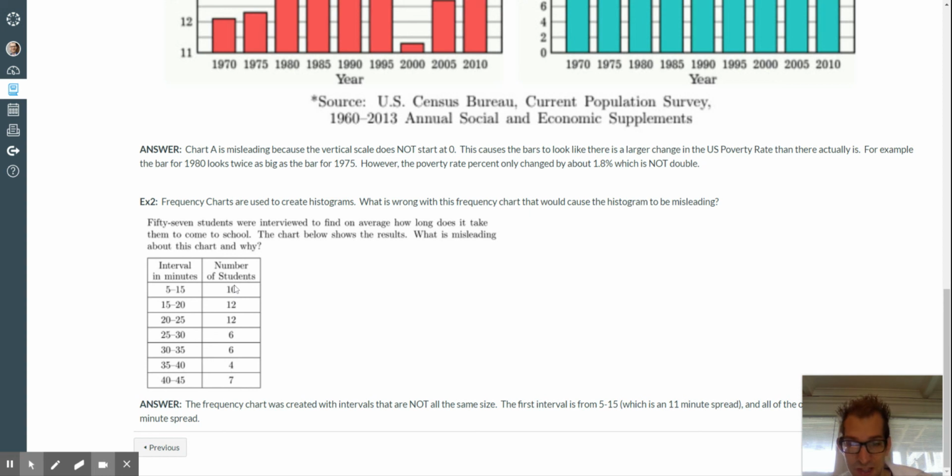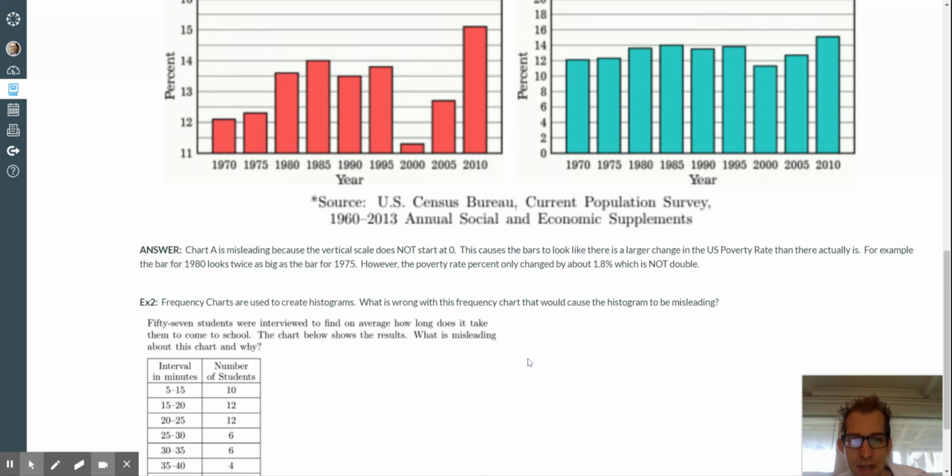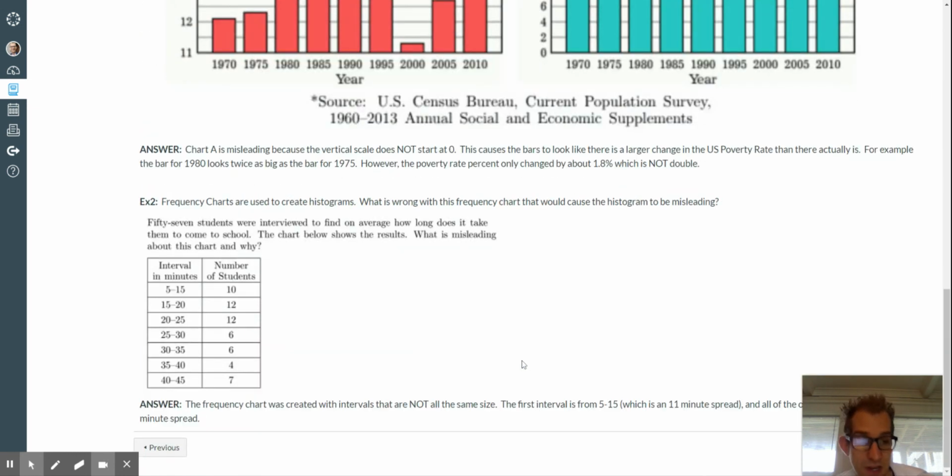So notice, it looks like the number of students is about the same, 10, 12, 12 for those first 3. But look, the first one had an extra big class. So if you look at just 10 through 15, a size of 5 like all the others, there's probably not actually 10 students there, probably a few less. So once again, the intervals are made with different sizes. They say here the frequency chart was created with intervals that are not all the same size. The first interval from 5 to 15 is a 10-minute spread, where all the rest, of course, are a 5-minute spread, as we saw. That's an example of that fourth thing: a histogram not having the same size bars, or same size intervals.